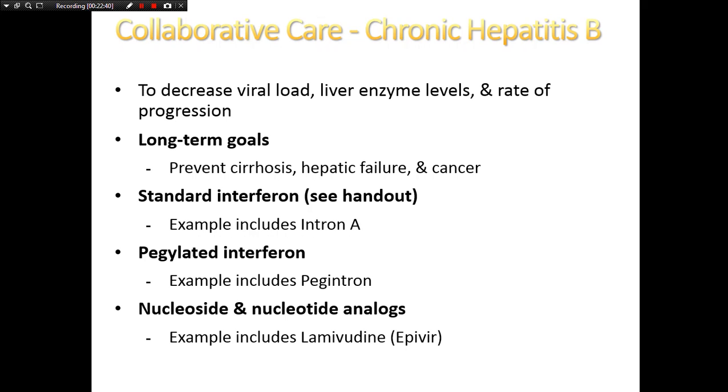Some other key drugs for chronic hepatitis B are nucleotide analogs. And again, those are all listed in the handout. It's not necessary to know the specific drug names, but it might be ideal for you to know how it works with chronic hepatitis, how it blocks the synthesis or the viral replication of the hepatitis B virus.